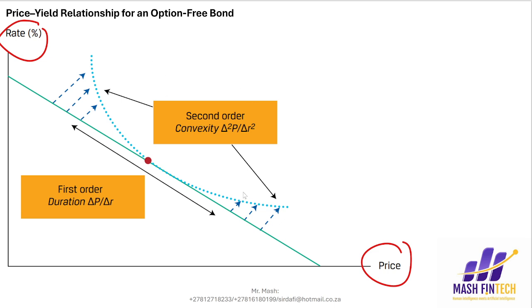In this instance, you see that with the duration, you are going to have two effects. The linear effect, which is the slope, the change in price over the change in the yield rate. And the second order effect, which shows the effect of the change in the curvature. That's the convexity. The change in the curvature is going to be reflected by the second order effect, which is sort of like the second derivative of price with respect to the yield rate.